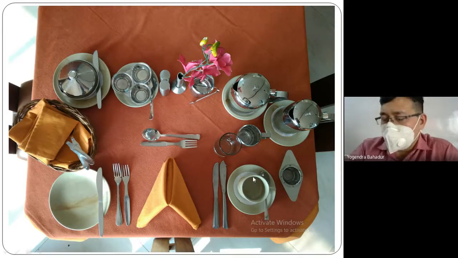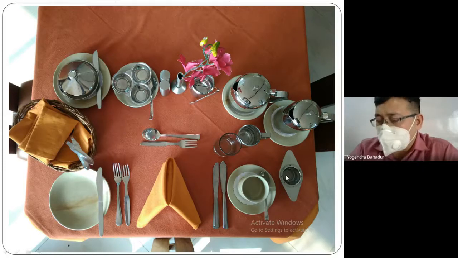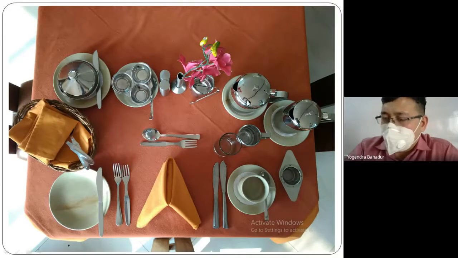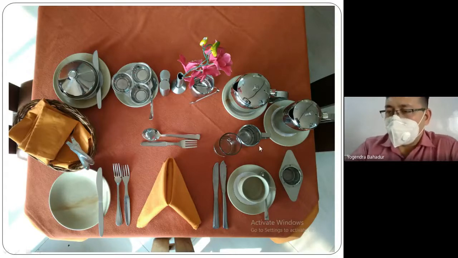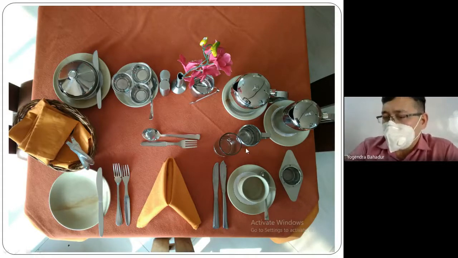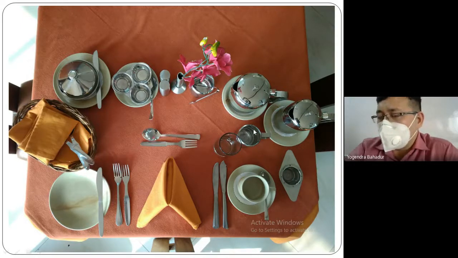So here again, tea cup or coffee cup, tea strainer, then coffee pot, then teapot. Whenever you are serving tea and coffee, obviously it should be served along with milk. And we are going to use this creamer just in between the tea and coffee pot. You are finding this creamer. Why is it called a creamer?